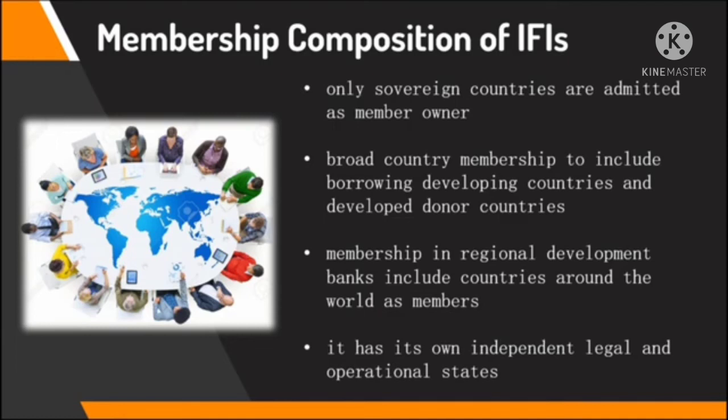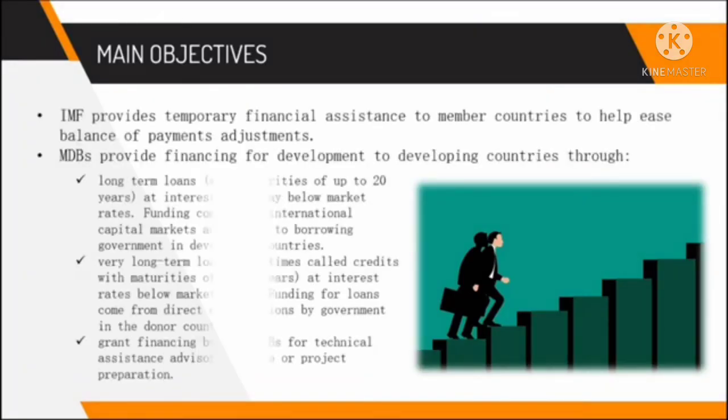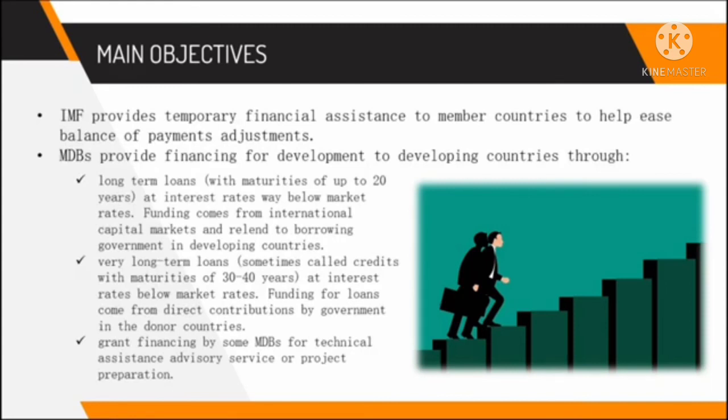So what are the main objectives? First, IMF provides temporary financial assistance to member countries to help ease balance of payments adjustments. Second, the MDB or the Multilateral Development Bank provides financing for development to developing countries through long-term loans, and its maturities are up to 20 years. Okay, so we have here the long-term loans and very long-term loans. Long-term loans at interest rates way below market rates.